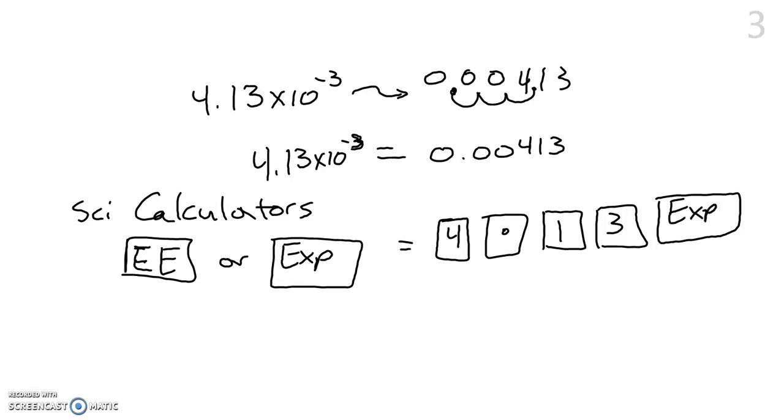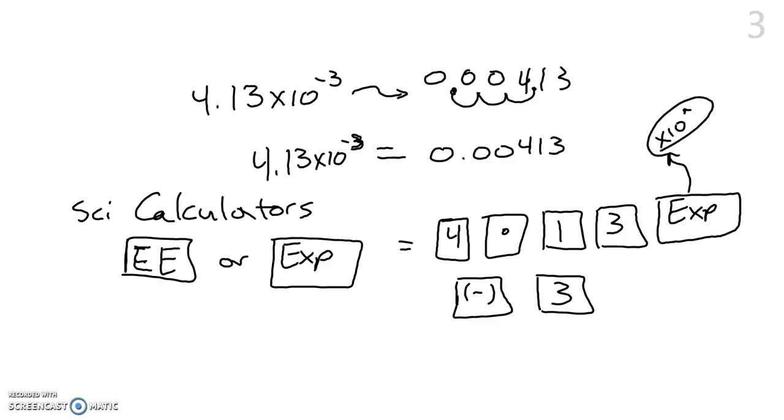Now, EXP stands for times 10 caret, which means we'll only have to add in a negative, which usually looks like that, 3. So this is what we're going to press into our calculator, because this button stands for this. Now, if you don't have that button, you can put that in there instead. Times 10 caret. That tells us it's going to be an exponent.